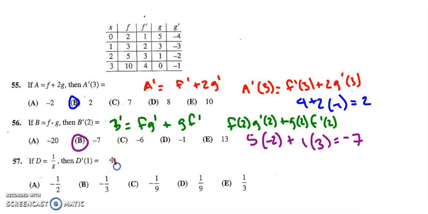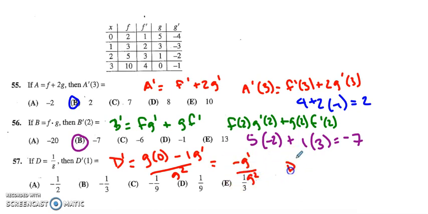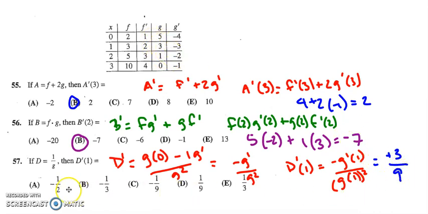For 57, I need the quotient rule. So D prime equals low D high, so g times 0, minus high D low, all over g squared. So I end up with just a negative g prime over g squared. When I evaluate that at 1, I get negative g prime of 1 divided by g of 1 all squared. And then I find that g prime of 1 is negative 3, so I have a negative negative 3, or a positive 3. And g of 1 is 3, and 3 squared is 9, and 3 over 9 is 1/3. So my answer is E.